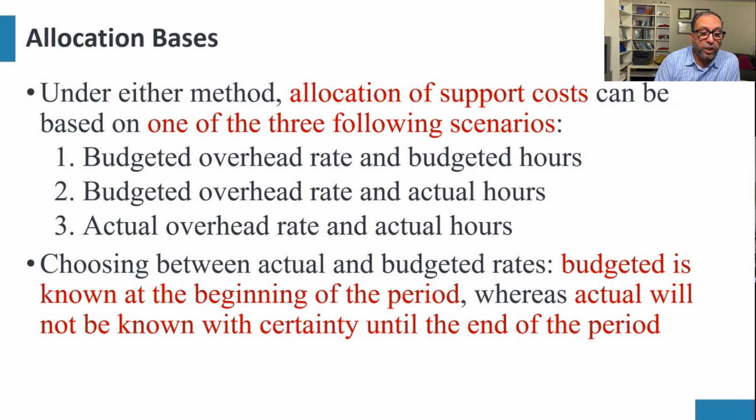So, choosing between actual and budgeted rate: the budget is known at the beginning of the period. Budget is easy in the way that we already know it before the start of the period, but the actual one is available only after the period. So we will not know the actual with certainty until the end of the period.